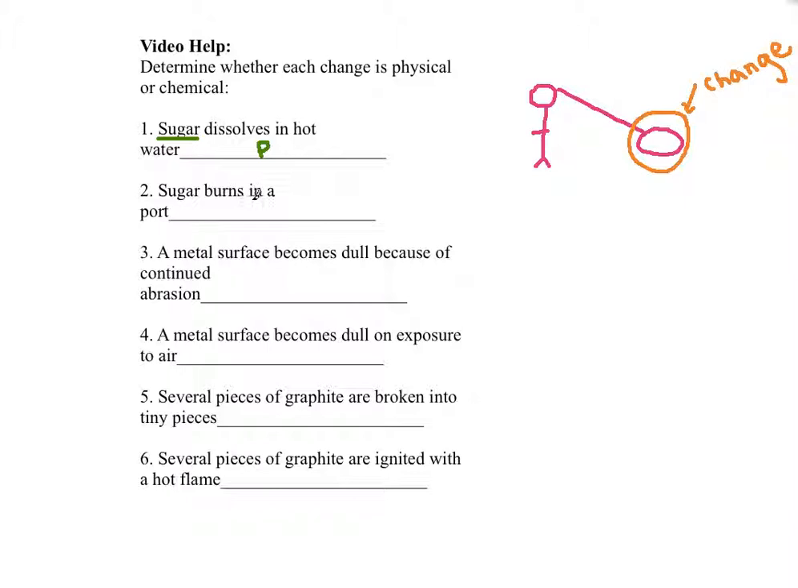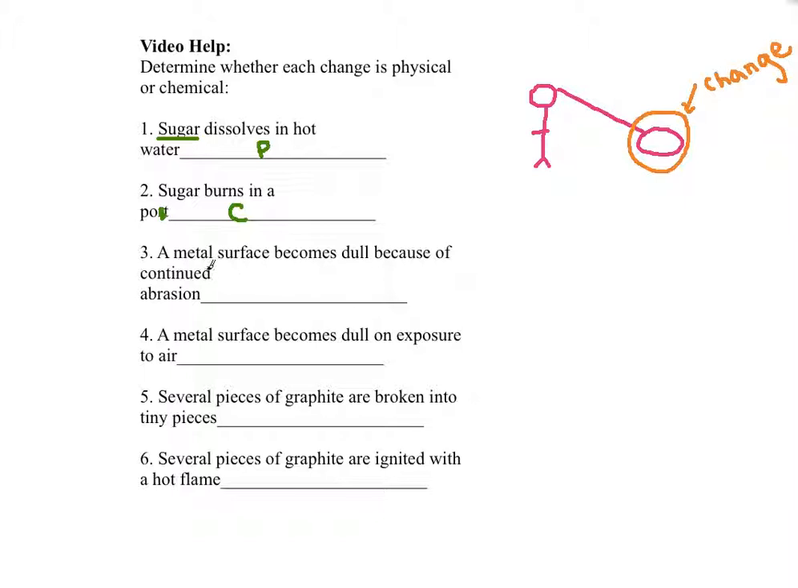2, sugar burns in a pot, that's going to be chemical. I'm changing the identity, it becomes black, I can't get it back, it's a chemical change. 3, a metal surface becomes dull because of continued abrasion. So if you're scratching at something, you're not changing the identity of the metal. You're not having it react with anything. You are just scratching away at it.